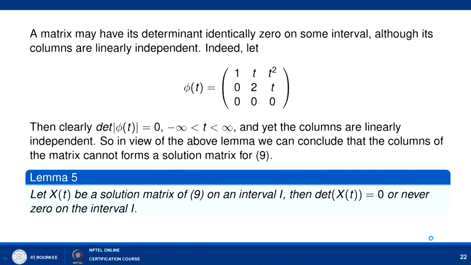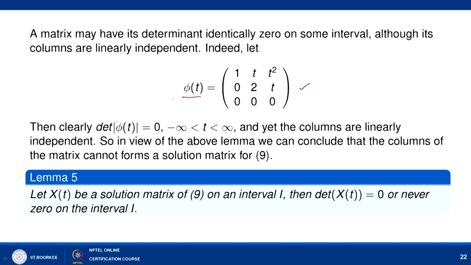Now we need to observe one thing: a matrix may have its determinant equal to 0 on some interval, but still the columns are linearly independent. For example, look at this Φ(t) = [[1, 0], [0, t²]] or similar. Clearly, since it is an upper triangular matrix, the determinant of this matrix is nothing but the product of the diagonal terms, that is 0.